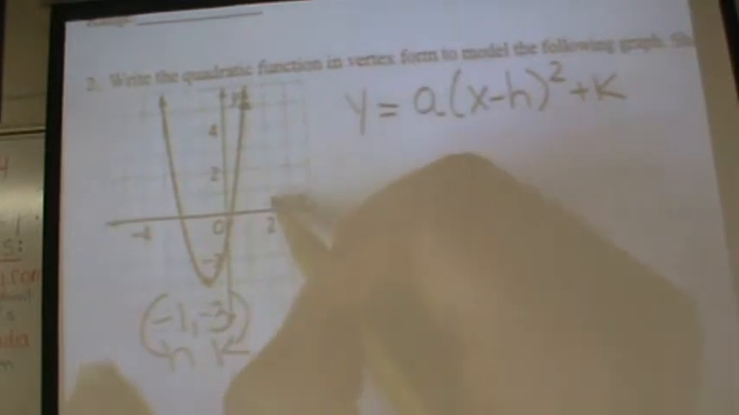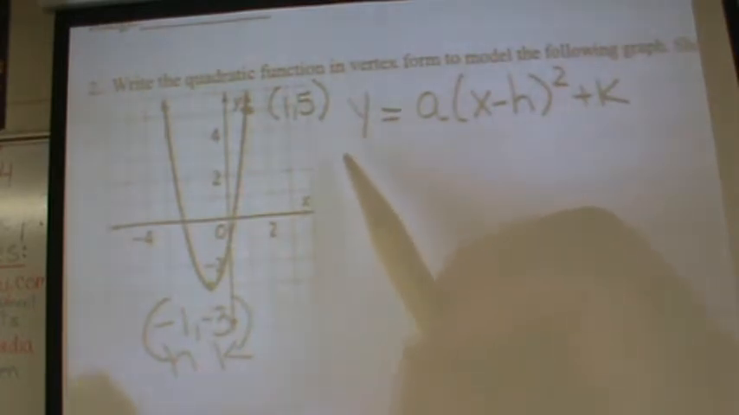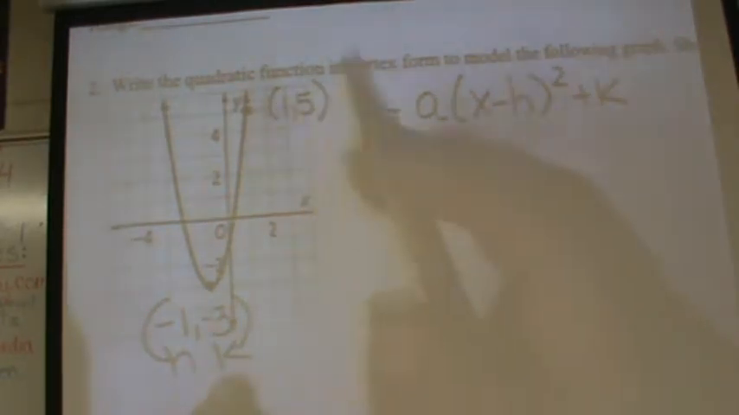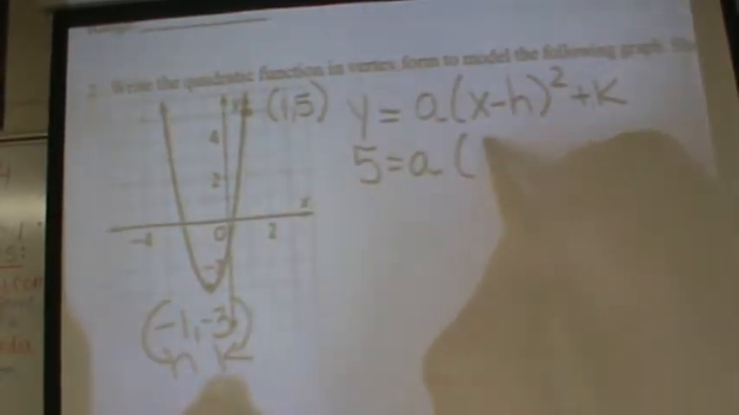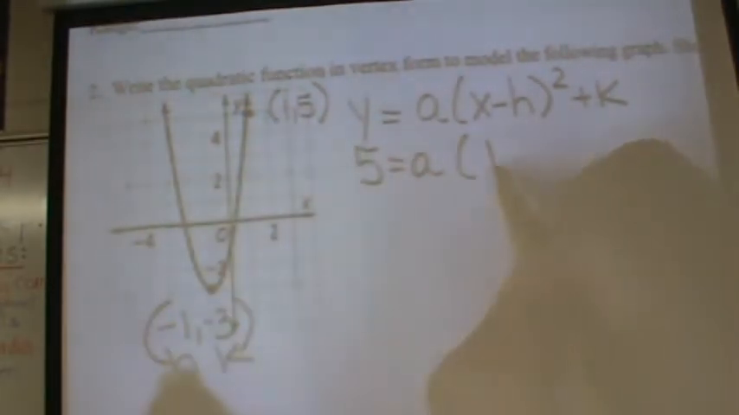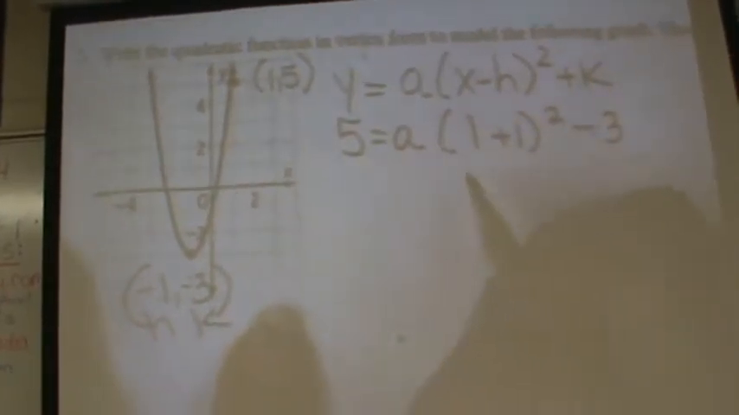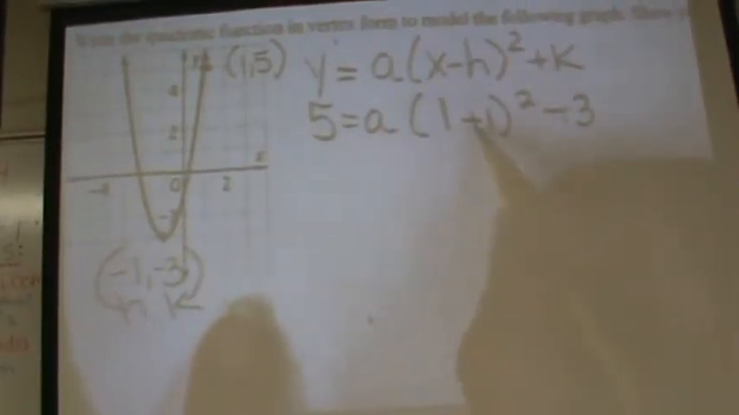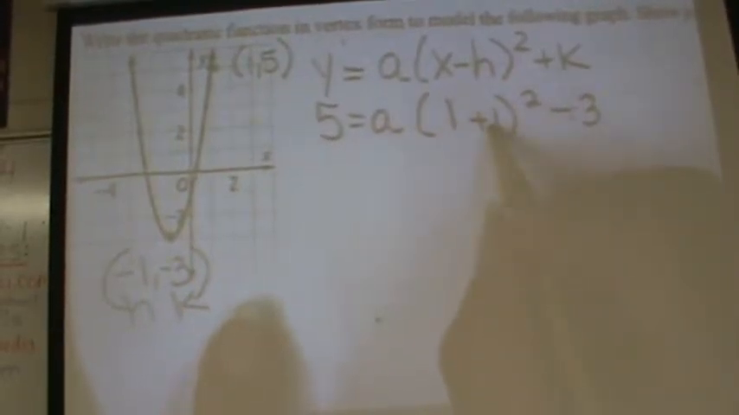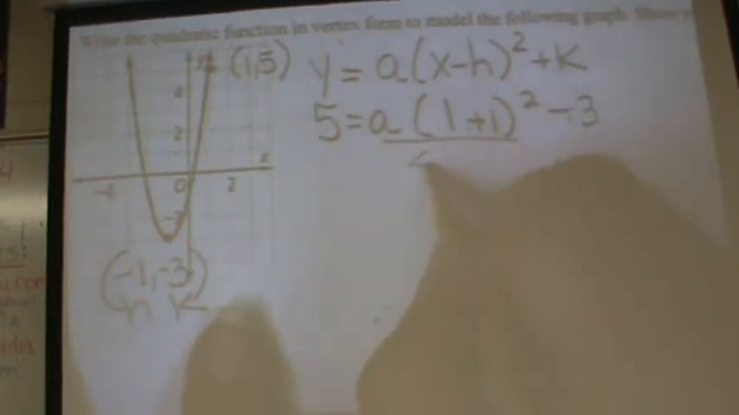And we need a point. 1, 5 looks like a good point. It has a dot next to it. So I'm going to plug in a 5 for y and a 1 for x. So it's 5 equals some a value times 1 plus 1 squared, and then plus -3. What is your job? To find A. We have to follow order of operations. 1 plus 1 is? 2. 2 squared is? 4. So this whole thing is really 4A, right?